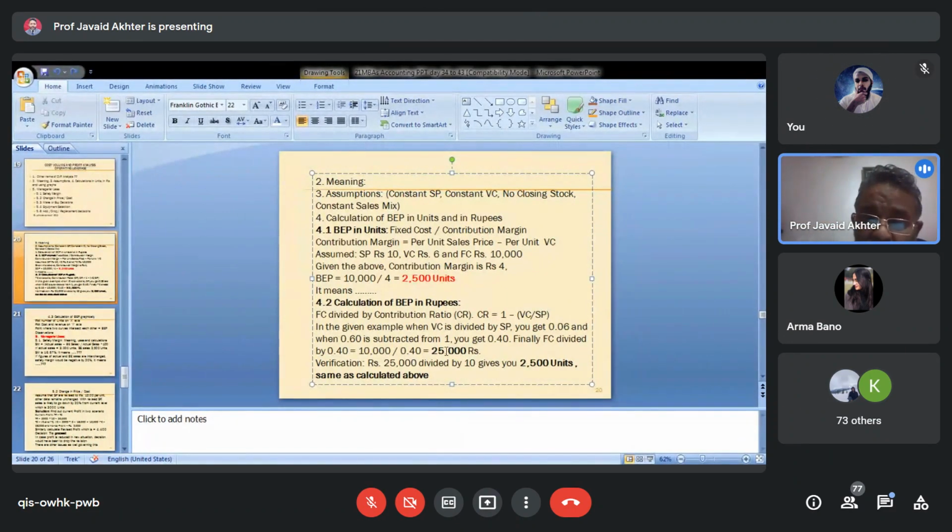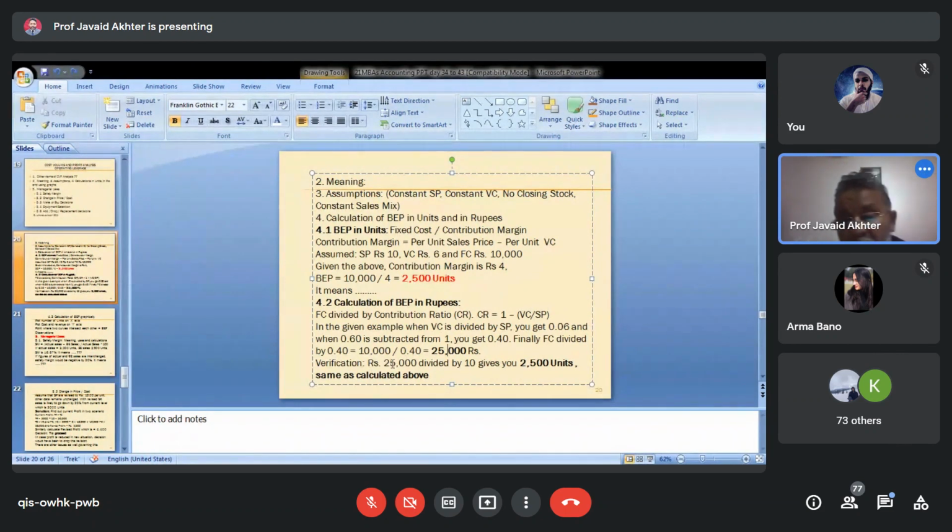So now this 25,000 rupees can be interpreted. That is, if the firm is able to sell its product for 25,000 rupees, given this data, that its sales price is 10, variable cost is 6, fixed cost is 10,000, it will break even, provided there is no closing stock, provided in between sales price has not changed, variable cost has not changed, etc. So the firm will break even. So you have verified your answer here itself. It was 2,500 units and it was 25,000 rupees.